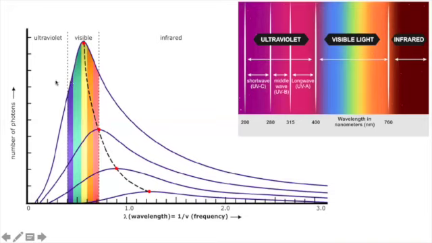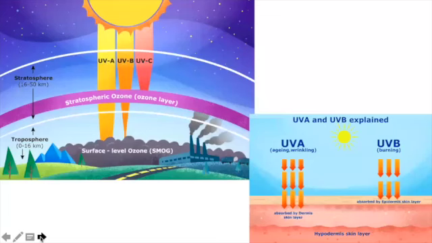And then we have UVB and UVA, and then our visible spectrum, and then the infrared spectrum. So the infrared spectrum is actually relatively low energy, and that is why it's associated with heat. Heat is a fairly low energy form of energy. And so what we'll see is how infrared is certainly associated with heat and with heating. So let's go back to our ultraviolet spectrum.